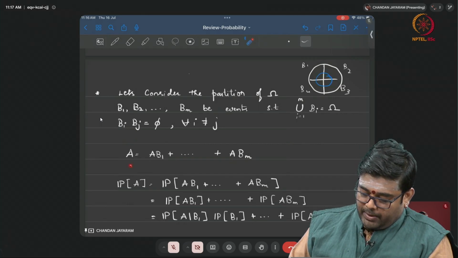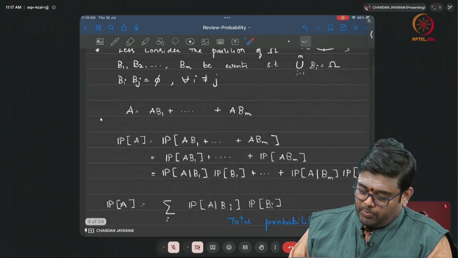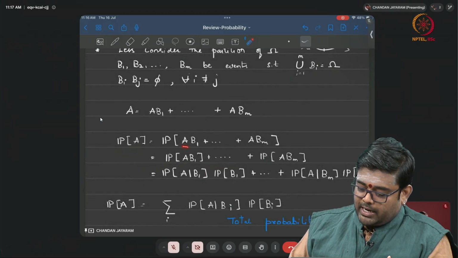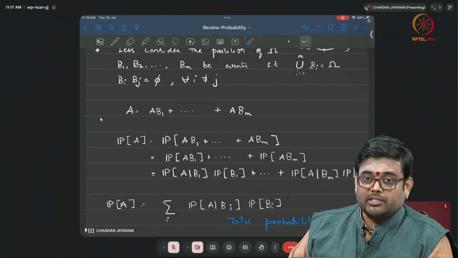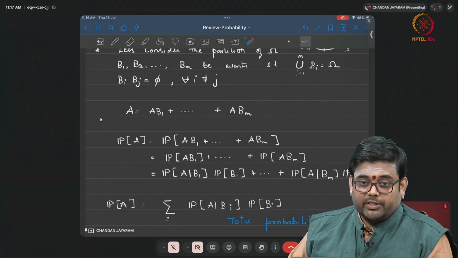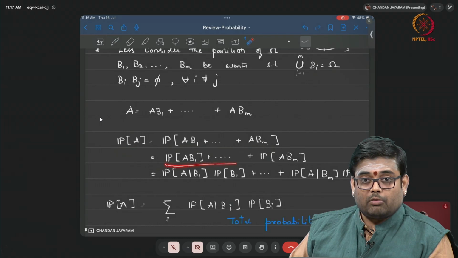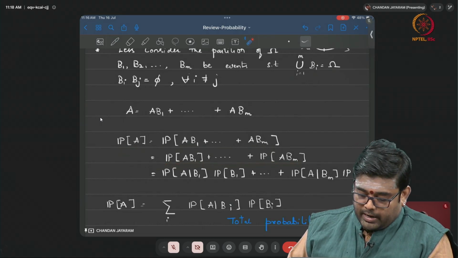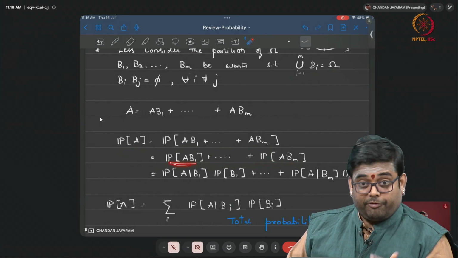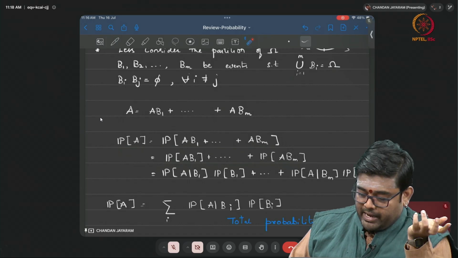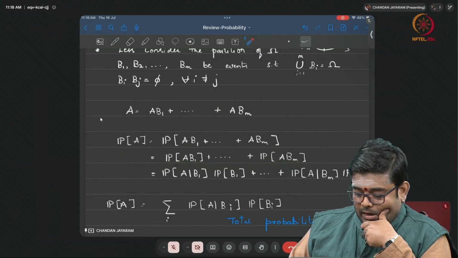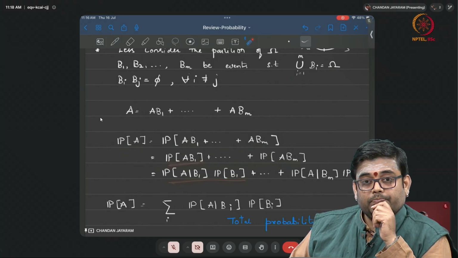So I can apply probability on both sides. Now, probability of A: since these are disjoint, mutually exclusive, I can apply the idea of sigma additivity, because of which the probability of the union is the sum of individual probabilities. Then I can apply the definition of conditional probability, and then I can write it like this.